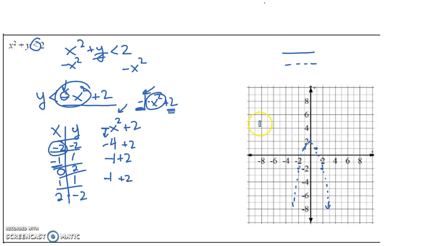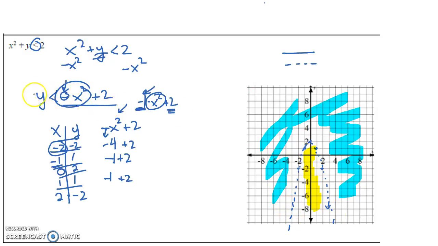And then we're trying to figure out if it's this blue region or if it's this yellow region that this parabola breaks the plane into. Which of these two regions? Since I got the y isolated and the inequality says y less than, and if I look at this y-axis, and here's where it hits the y-axis, this way y is getting larger. This way, y is getting less.